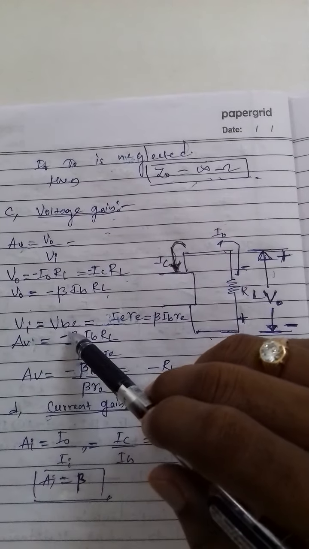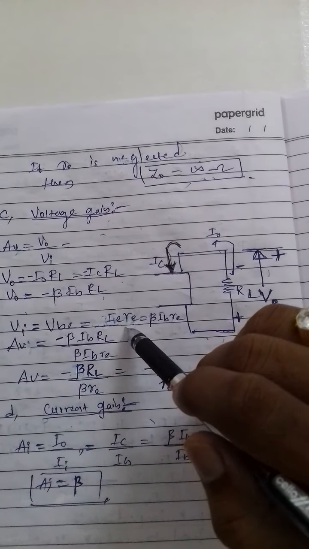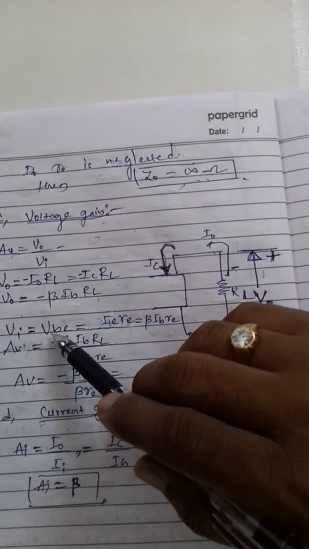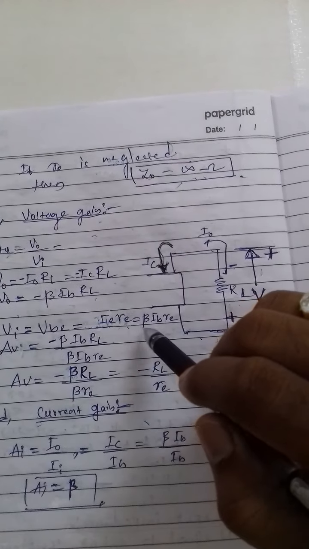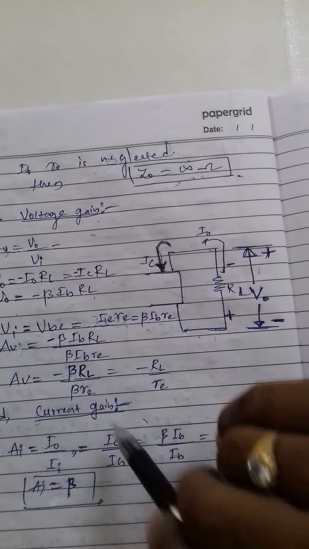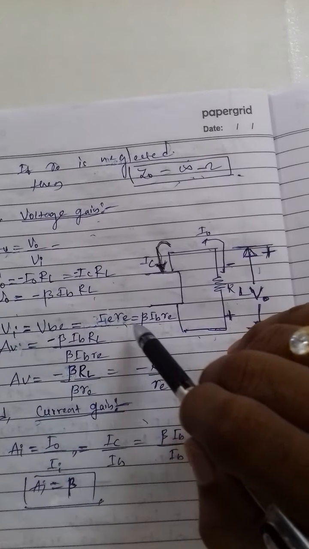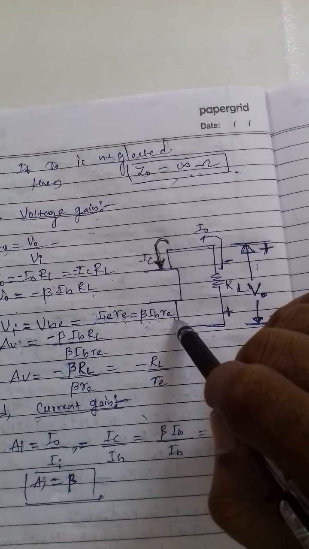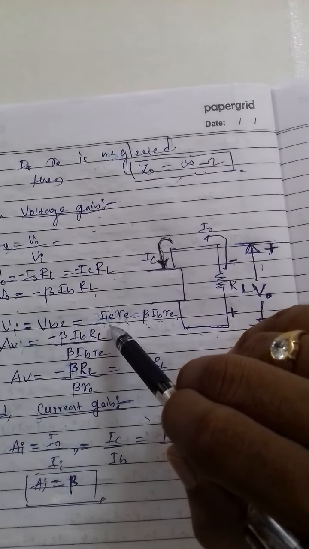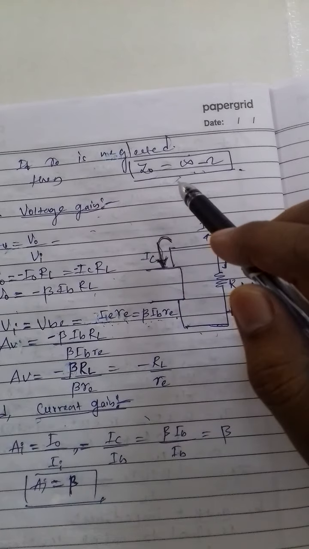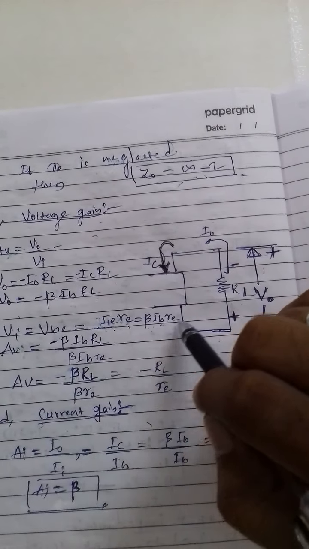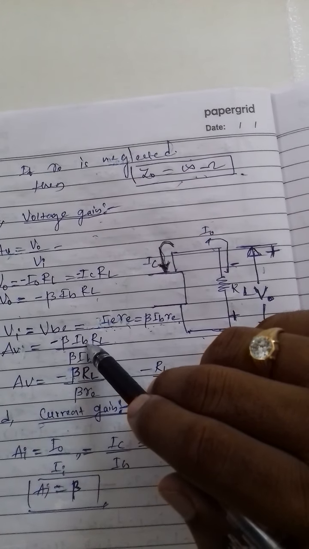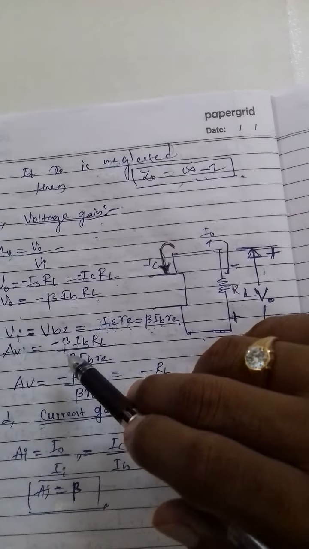The input voltage Vi is equal to VBE, which is equal to IE RE, which is equal to beta IB RE, because we have determined that the emitter current is equal to IC plus IB. From that, the voltage gain is equal to minus beta IB RL, the output voltage, upon the input voltage, beta IB RE.